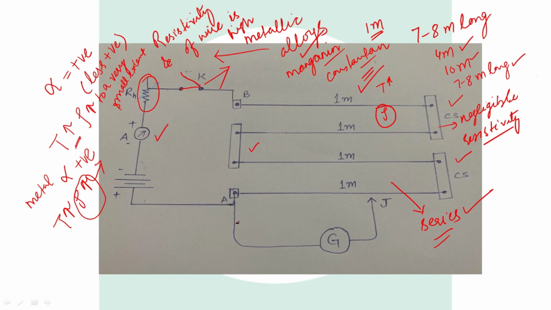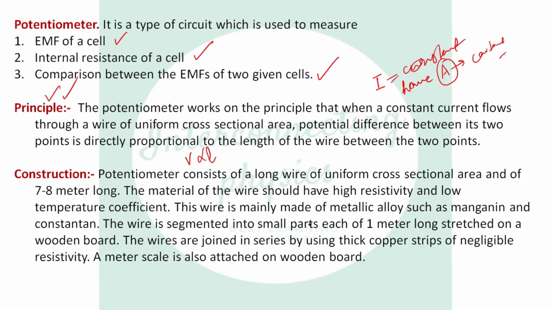And at point A, we attach a galvanometer and jockey in series. So this is all about the potentiometer. Let us come to the construction. What do we write in construction? We write: a potentiometer consists of a long wire of uniform cross-sectional area and of 7 to 8 meter length.